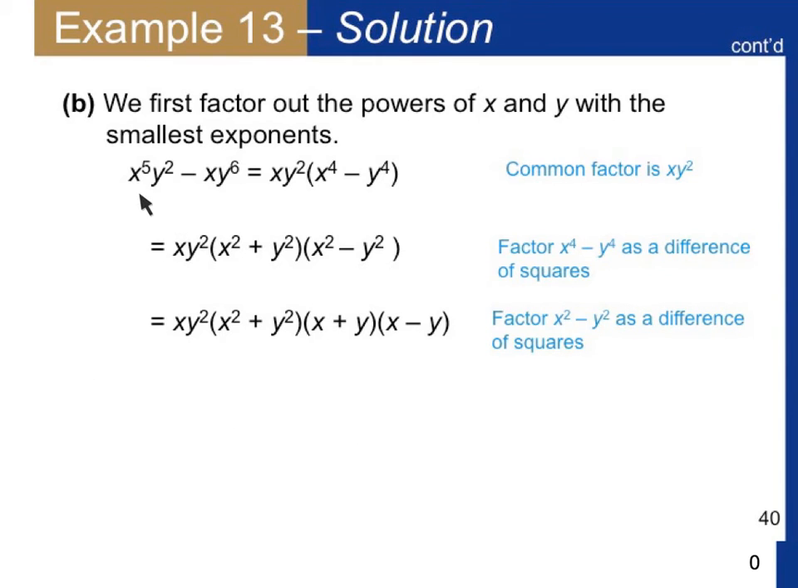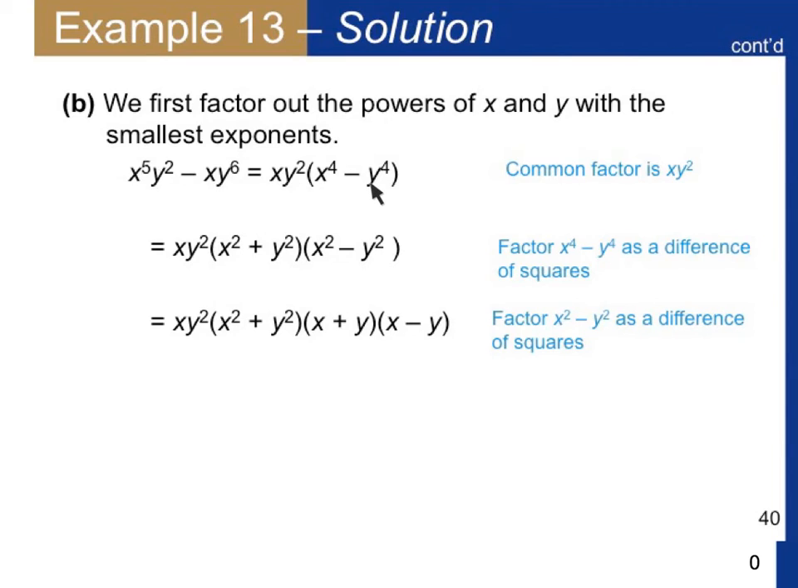Okay, let's look at part B of that problem. So we're trying to factor x to the 5th y squared minus xy to the 6th. Let's look for the greatest common factor first. So we have an x in both terms. The smallest power is 1, so we're going to factor an x out of both of these. And then for the y, we have y in both terms, and the smallest power of y is y squared, so we're going to factor out an xy squared. So when we divide xy squared here, we get x to the 4th, and when we divide xy squared here, we get y to the 4th.